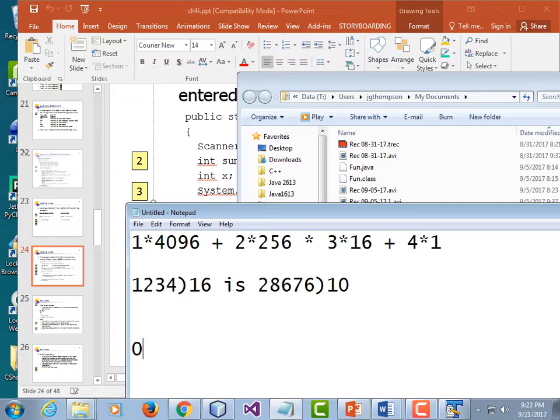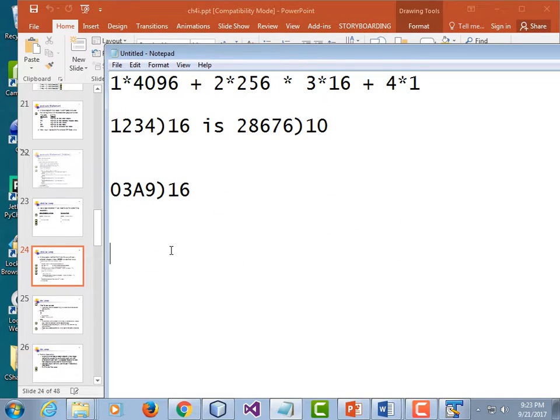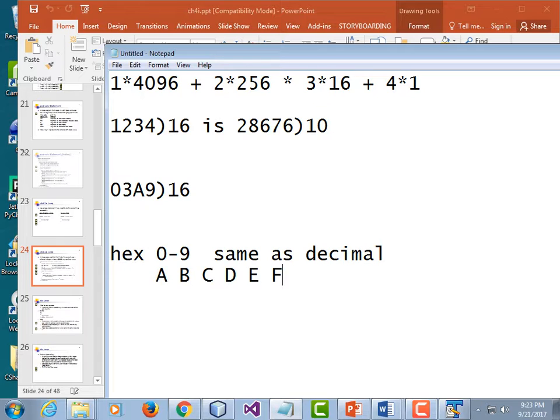What if we had 0, 3, A, 9? That was in base 16, obviously, because decimal doesn't have A's in it. So we have to kind of remember what the letters mean. In hex, the numbers 0 through 9 mean the same thing as decimal. But then we have some extra ones. We have A, B, C, D, E, and F tacked on to give us 16 of them. So an A is a 10, a B is 11, a C is a 12, a D is a 13, an E is a 14, and an F is a 15.